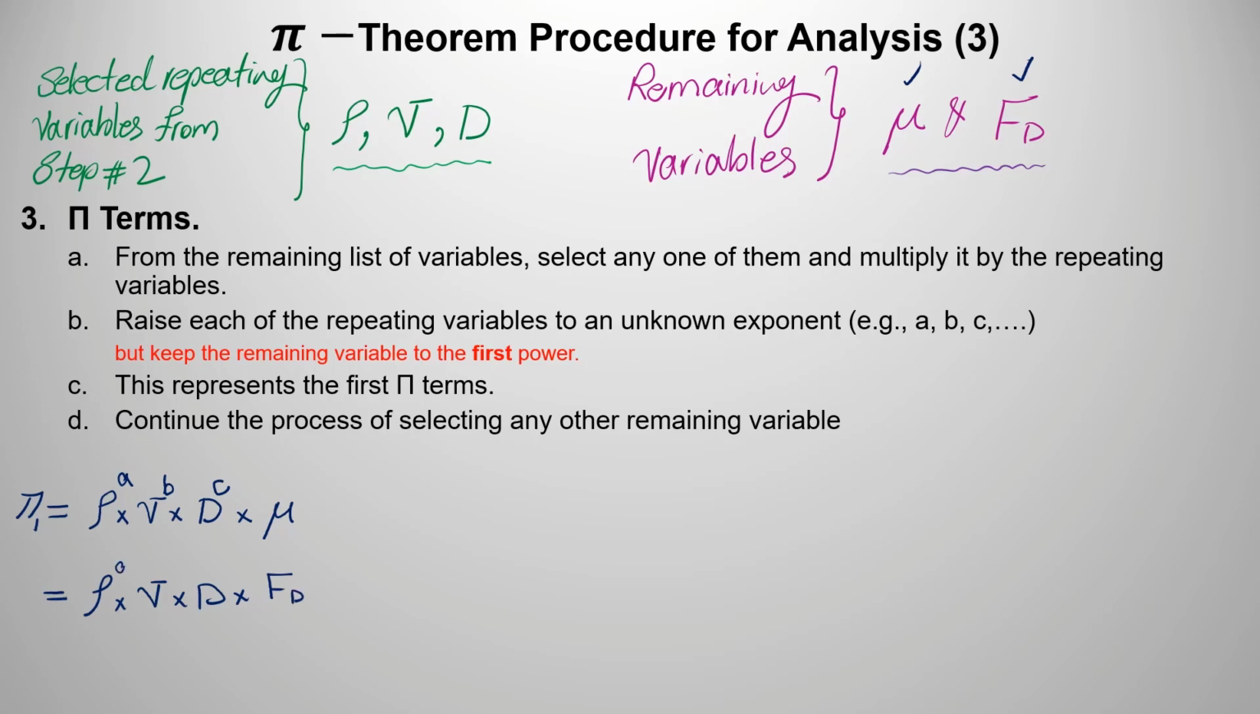Again, to the power A, to the power B, to the power C, and this would be my pi 2. And remember that from step number 1, the number of pi terms was 2, right? So I have 2 pi's over here. So in this step, as you can see, we defined our pi terms, and pi terms are those dimensionless terms, parameters, variables that are going to help us to characterize the flow phenomena that we are interested in.